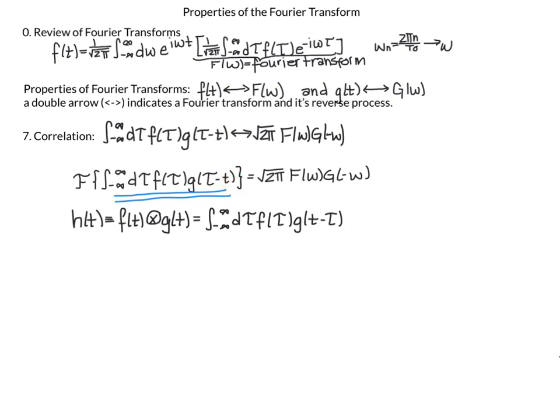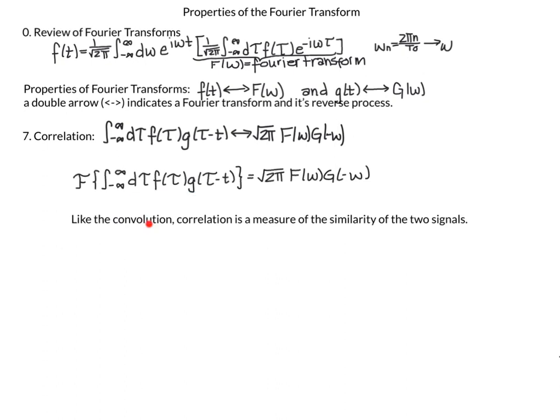So in other words, it's very similar to convolution. The whole idea of correlation is similar to convolution, except that you don't invert. You do not invert g of t. And also like convolution, correlation is a measure of the similarity of the two signals.